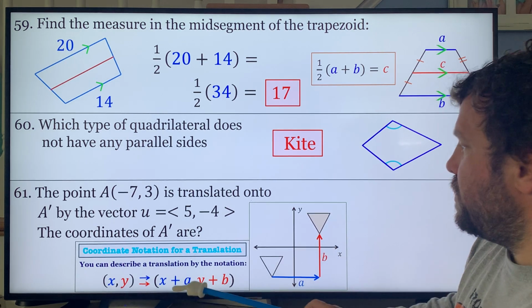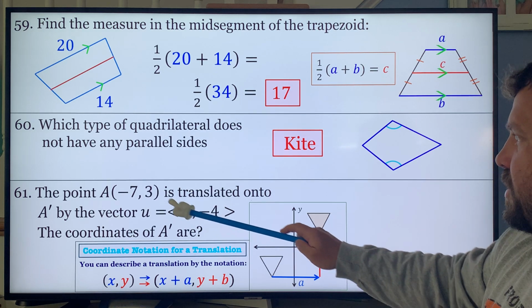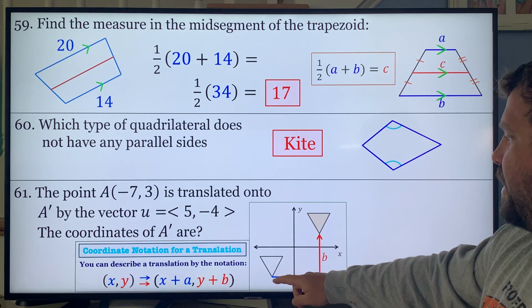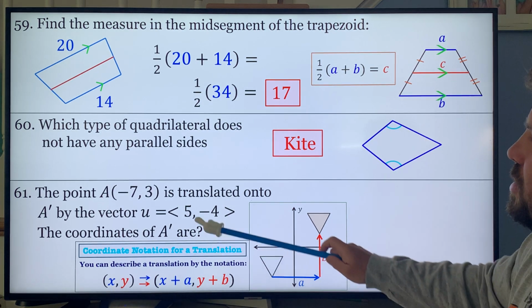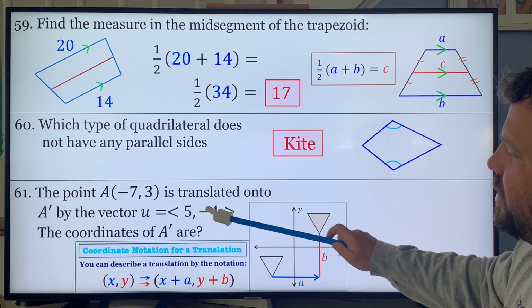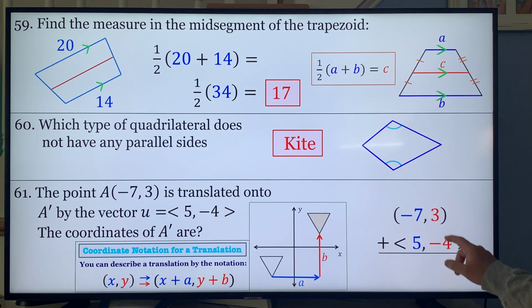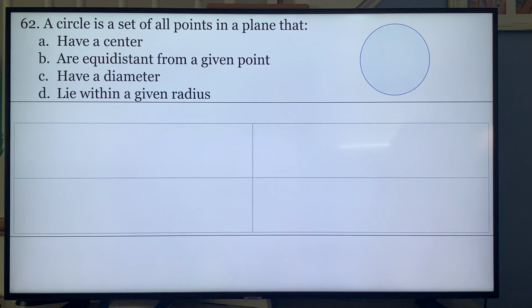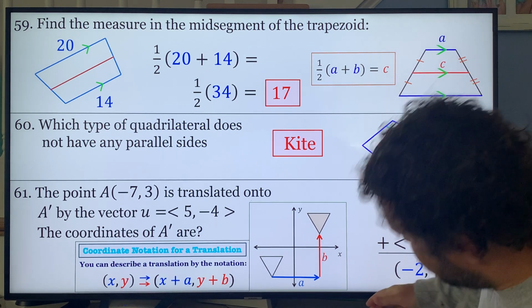There it is, coordinate notation for translation. You're going to add the x value. You're going to add the y value. And that will slide or translate your point. So this means you're going to go 5 to the right, 4 down. Or you're going to take negative 7 plus 5, 3 minus 4, and get your new point, which is 2, negative 1. Right? Good? Any questions with that?